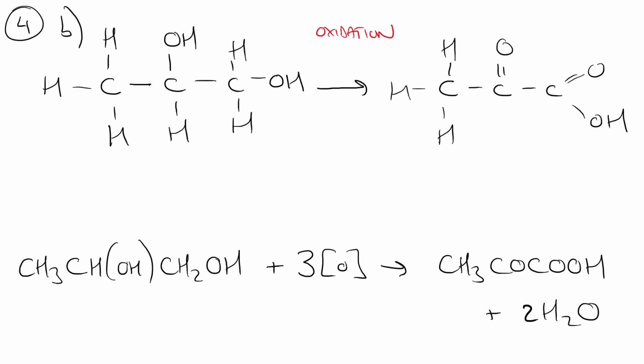So in terms of the symbol equation, CH3CH(OH)CH2OH is propane-1,2-diol, and we're making CH3COCOOH. And from this, we've got 8 hydrogens on the left, only 4 on the right, so we're going to make 2 waters, and for this we'll have 5 oxygens on the right, 2 on the left, so we need 3 of these oxygens in brackets. With potassium dichromate, we don't use potassium dichromate to balance it, we just use the [O] in brackets, and each of those is one oxygen atom.